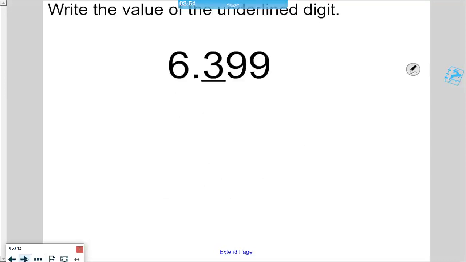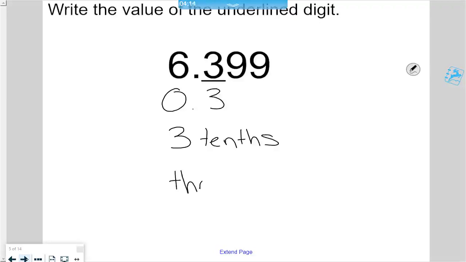Again, I'm going to replace everything with zeros except for my number, 0.3. If I want to add those two zeros, that's fine. But just to keep us going, we're going to go with the 3. And I'm going to say that this is 3 tenths, or 3 tenths, just like that.